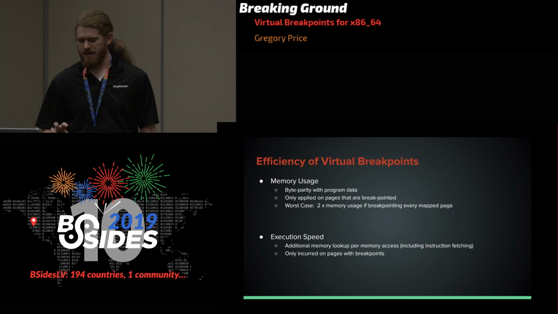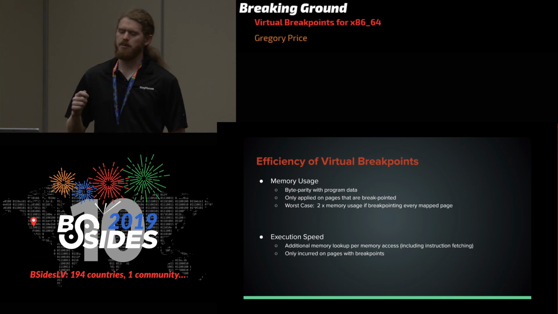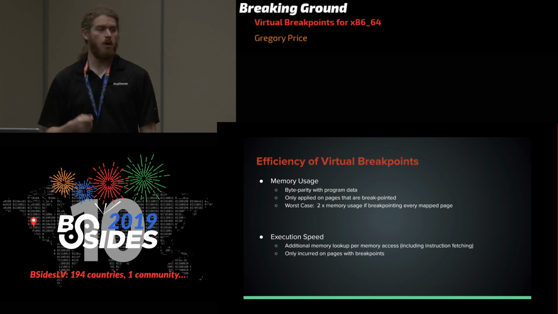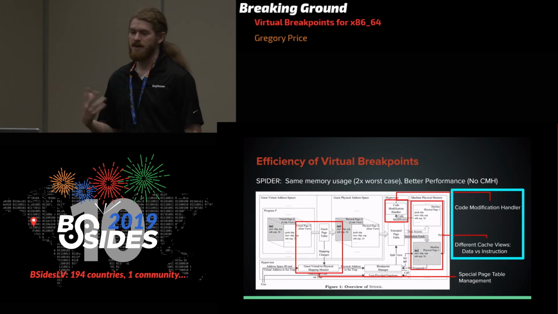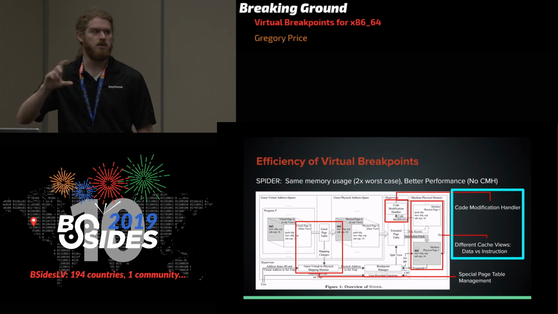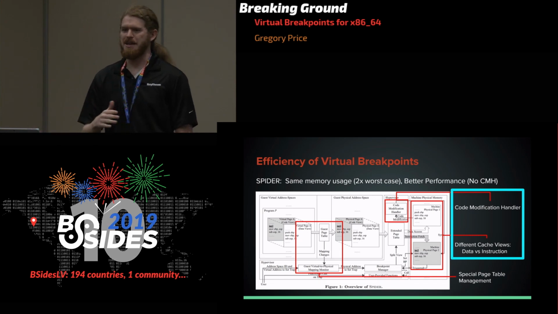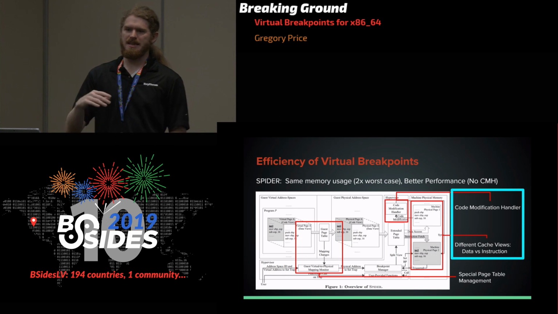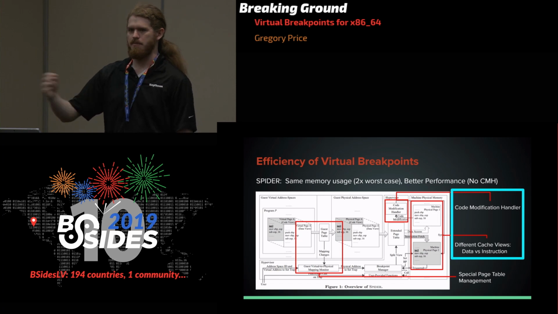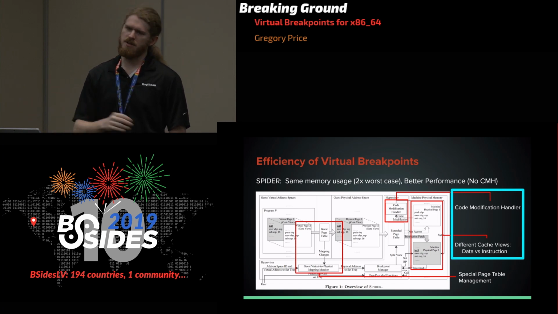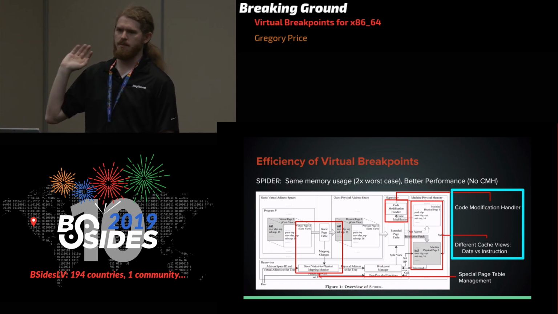And on the topic of execution speed, the additional memory lookup per memory access is a pretty high overhead. But again, this only happens on pages with breakpoints. On prior systems, this code modification handler and this different view of memory forced you to exit the program for every access on a page already. Now, instead of exiting the program and introducing all of that additional overhead, we're simply adding an additional memory lookup and bypassing that altogether. So you're amortizing the cost in this regard, and you're getting rid of a whole lot of old instrumentation that we have had to hack around.